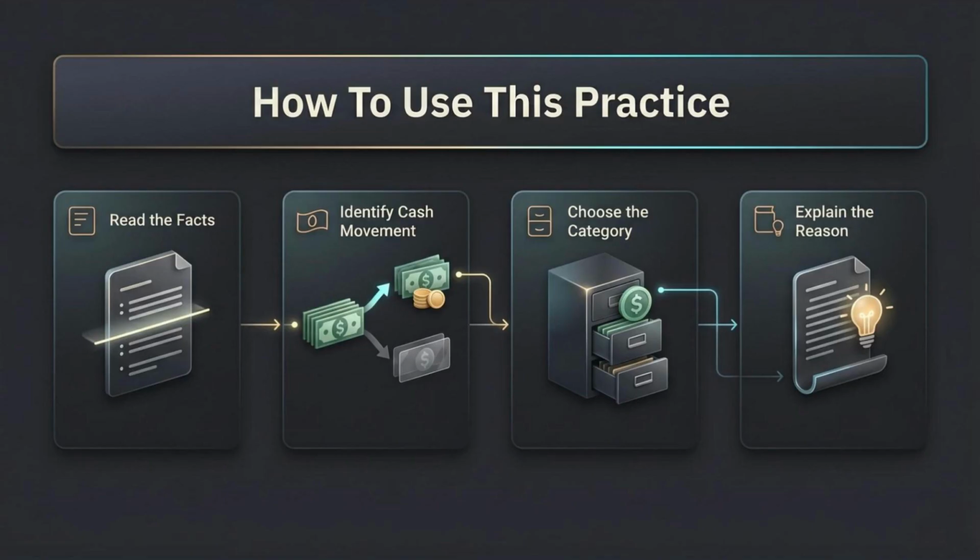Before the questions begin, use this 4-step approach. First, read the facts carefully and identify what actually happened. Second, ask whether cash moved. This is the gatekeeper question in ASC 230. If no cash moved, the transaction does not belong in the statement body. Third, choose the correct category: operating, investing, financing, or separate non-cash disclosure. Fourth, explain the reason. A strong answer should include both the label and the logic.